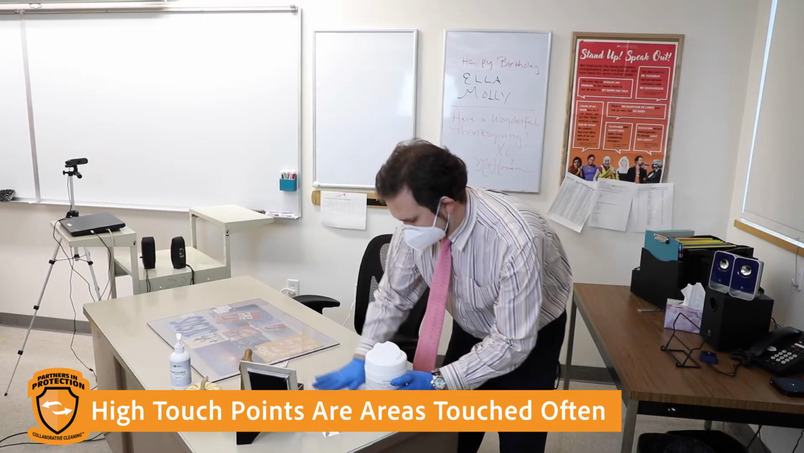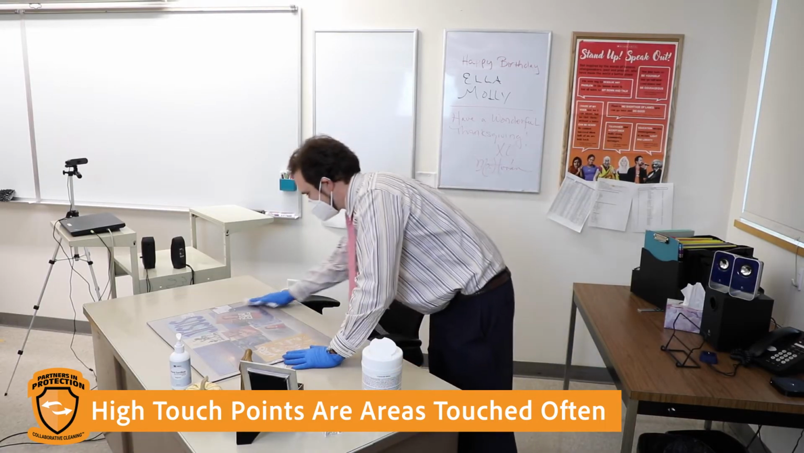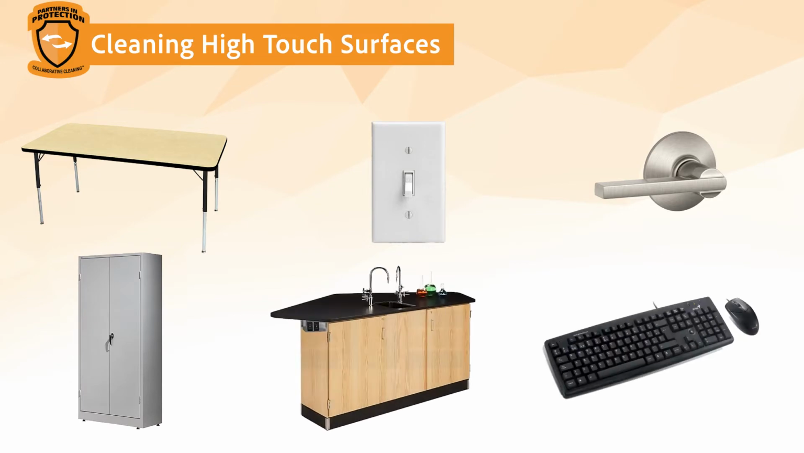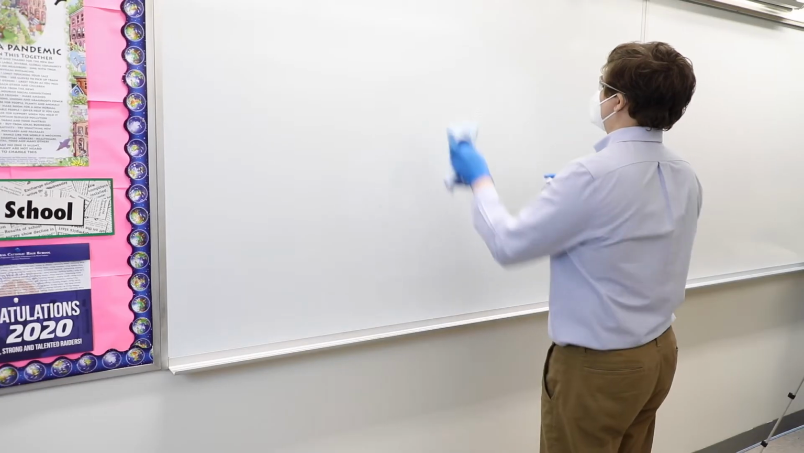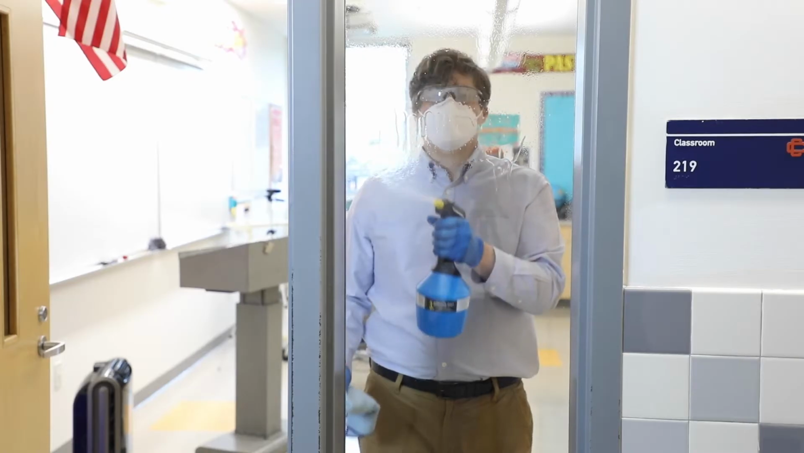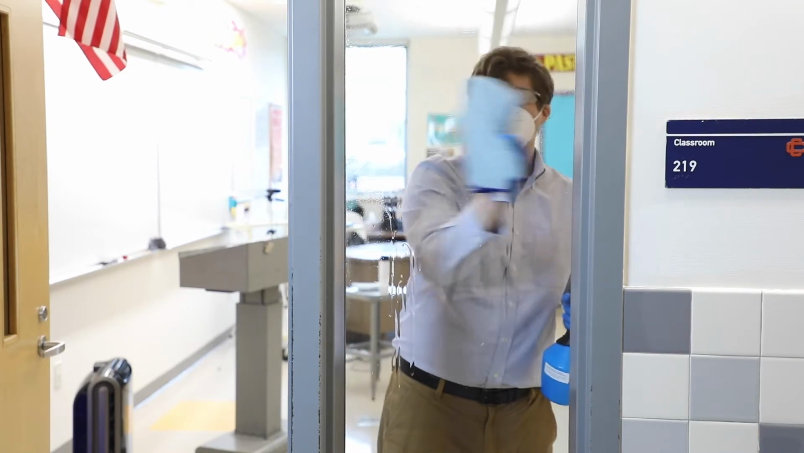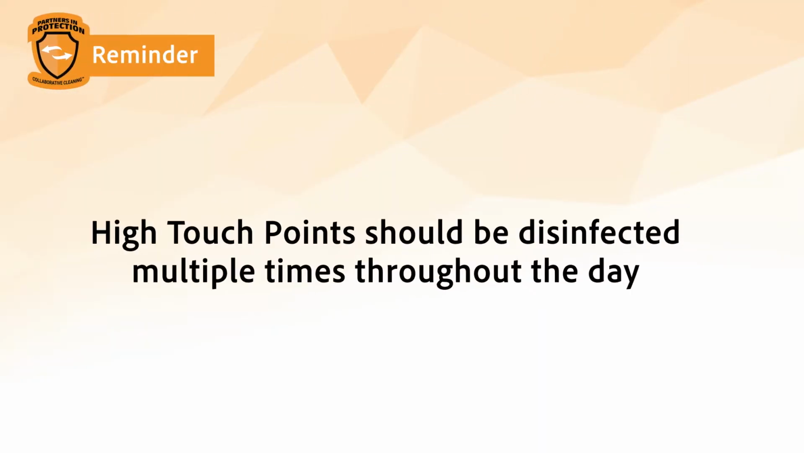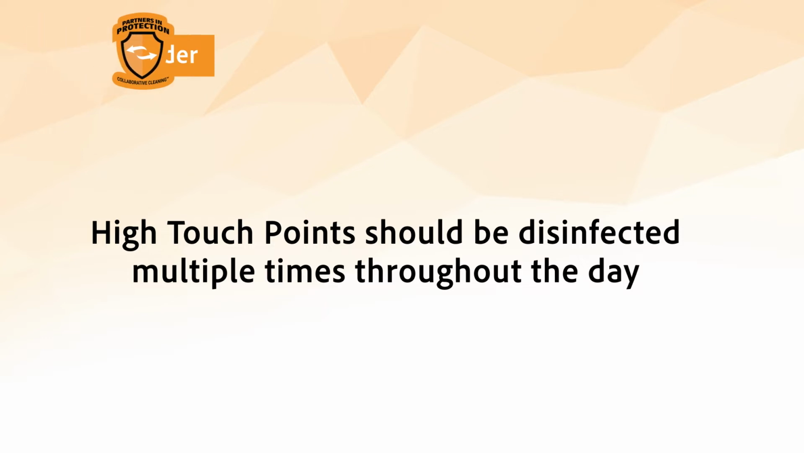High touch points are areas of the room that are touched by hand often throughout the day. These include tables, light switches, door handles, cabinets, countertops, and computer keyboards, among others. As you begin cleaning high touch points, make sure you are working clockwise around the perimeter of the room before moving inwards to ensure you are not missing anything. High touch points should be disinfected multiple times throughout the day, since students, teachers, and staff interact with them often.